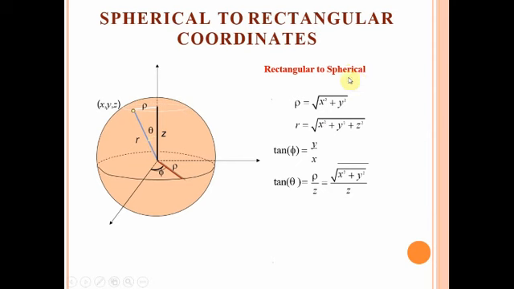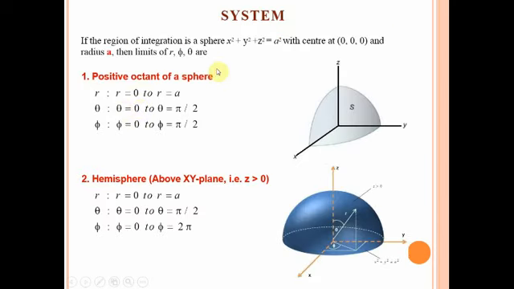Rectangular to spherical: if we go this way, then r is equal to the square root of x square plus y square plus z square, and tan phi is equal to y by x. So this way we can easily find out the values.